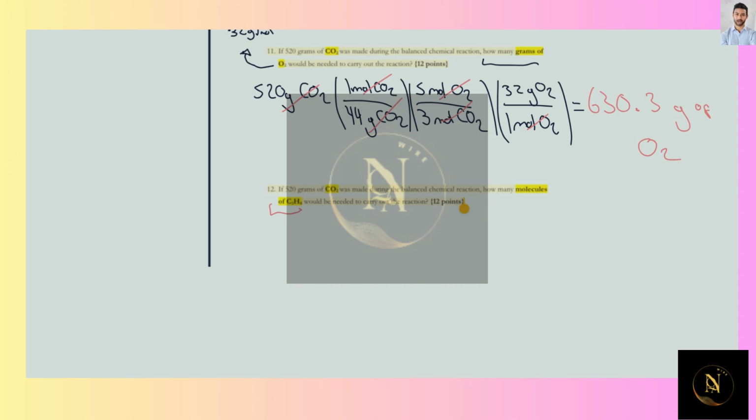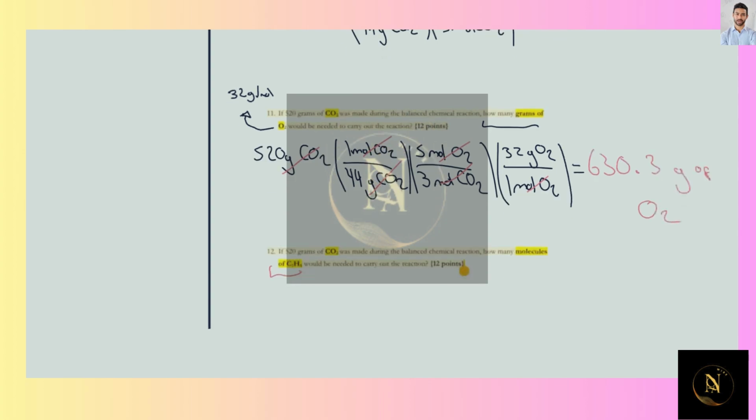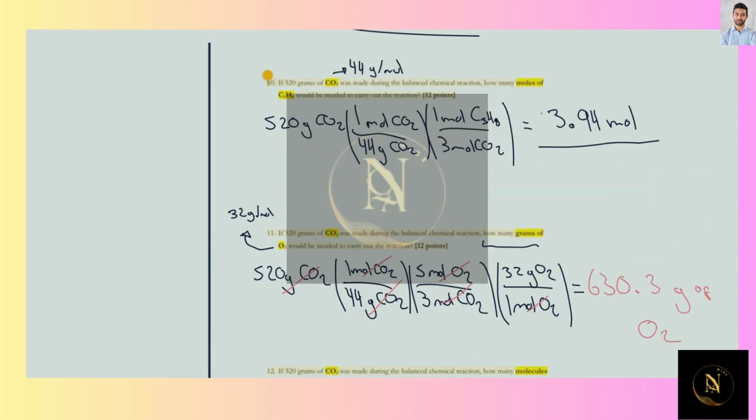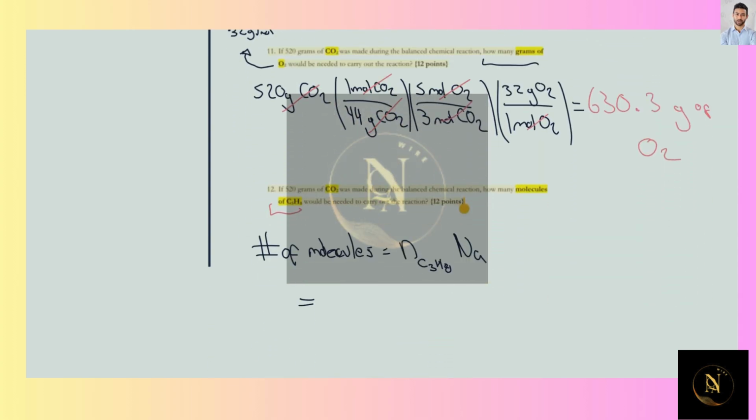And finally, the same procedure, how many molecules of C3H8 would be needed to carry out the reaction? So we have actually already calculated the amount of mole that we require. So the number of molecules would be equal to the amount of mole of C3H8 multiplied by Avogadro's number. So this is going to be equal to the value that we got, 3.94 mole, times 6.022 times 10 to the 23 molecules per mole.